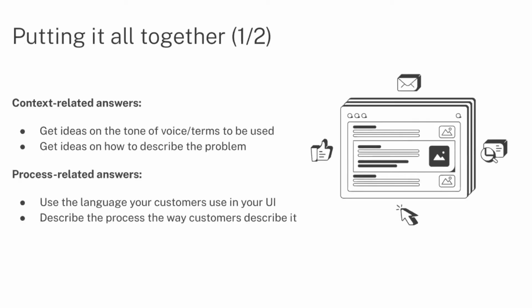Putting it all together. So now that we gathered the context related answers, what can we do? First of all, we can get ideas on the tone of voice or terms to be used. And get ideas on how to describe the problem, because I don't think that it makes sense to reinvent the wheel. You should use your customers' or your users' own words to describe the problem to other similar cases, to other similar audiences and users.